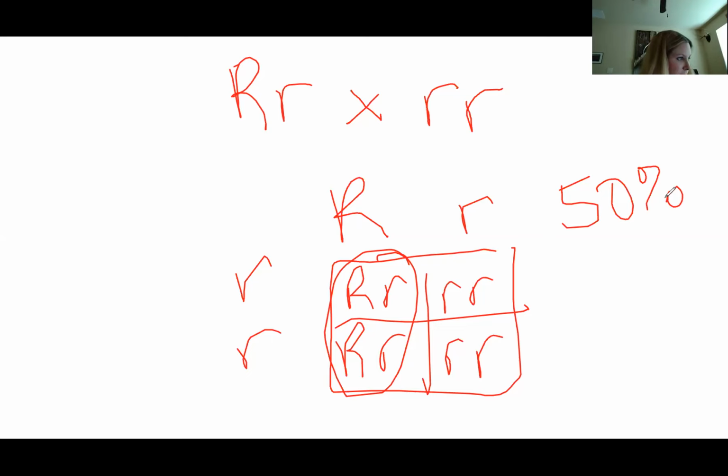Okay, that's number 7. I really feel like y'all can do number 8. Let's do number 9 together, because we're moving on to a different trait. I've talked a lot about red, white, and pink flowers. I want to make sure I do a problem with you where we're talking about something that's not flowers.